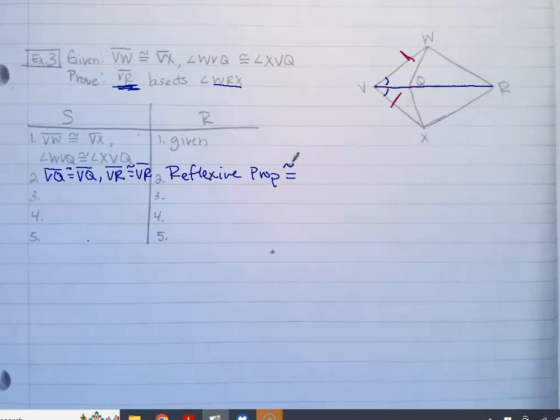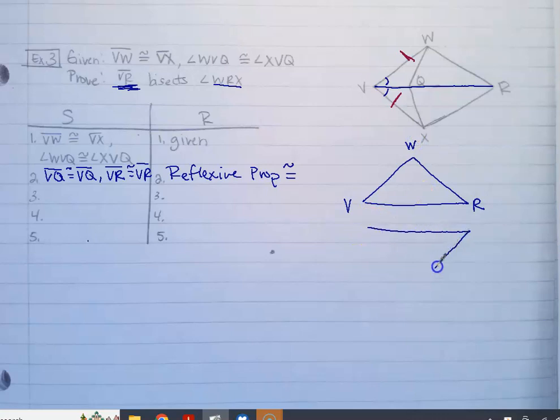So now might be a good time to pull those out, because we've got triangle VRW and we have triangle VRX here. We know this angle is congruent to this angle. We know this side is congruent to this side, and we just said this side is congruent to this side. So now if we pull it apart, we can say, oh wait, we've got side, angle, side congruence is happening.